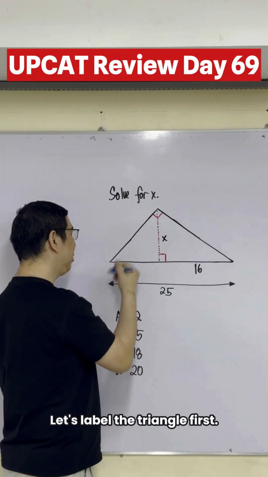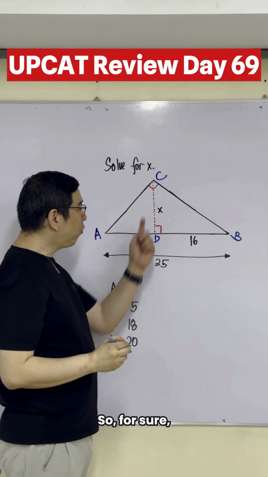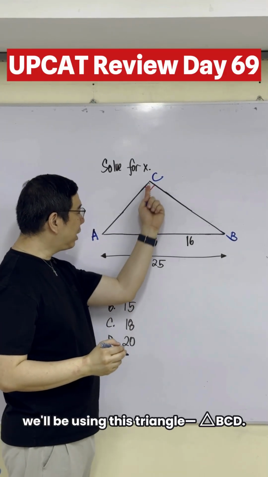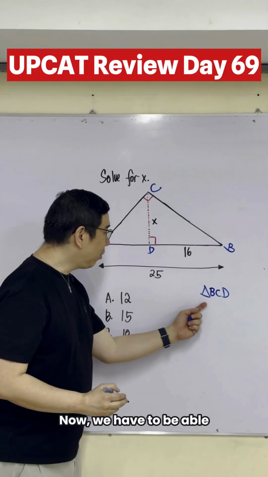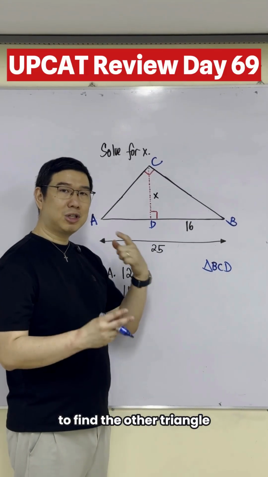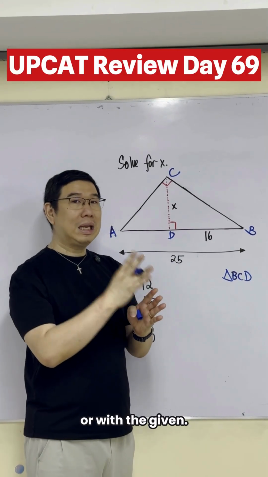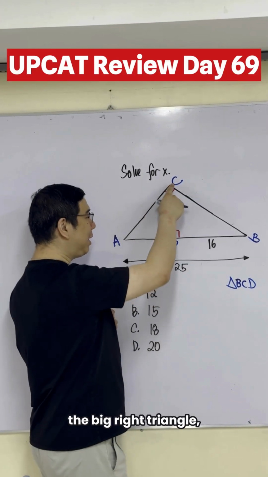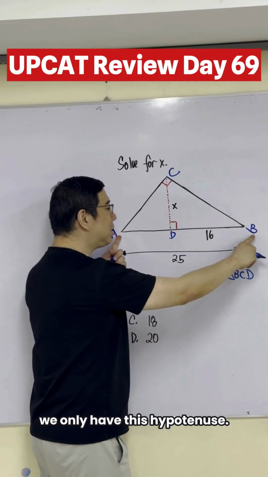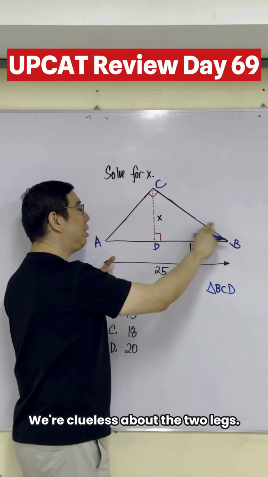Label the triangle muna. A, B, C, D. So, for sure, we will be using this triangle B, C, D. Now, we have to be able to find the other triangle with two information, either with the unknown or with a given. If we're talking about the big right triangle, we only have this hypotenuse. This one and this one, clueless.